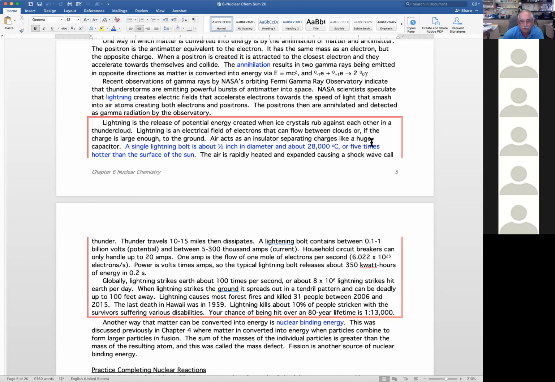A lightning bolt is only about half an inch in diameter, but it's about 5 times hotter than the surface of the sun. So lightning is when this thing goes through the air and rapidly heats up the air, causing it to expand. And then when it goes back, it makes that sound, right? That's the shock wave.